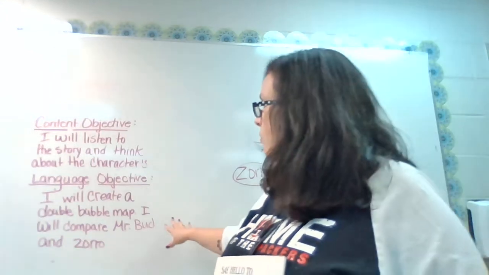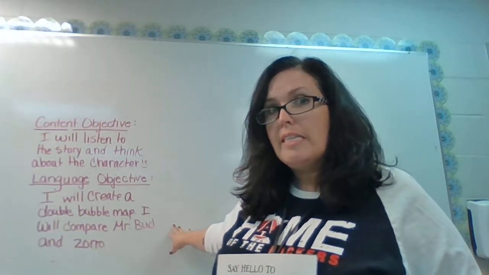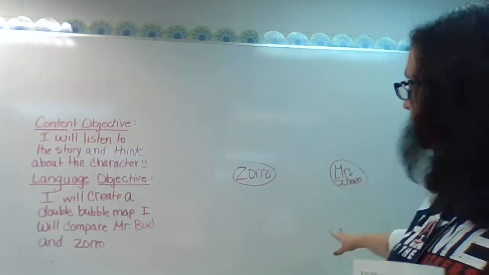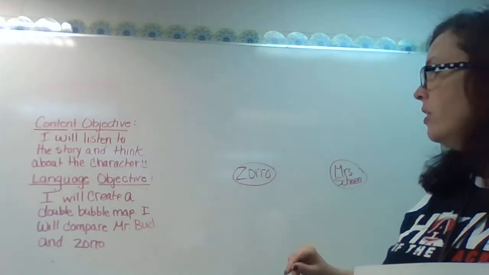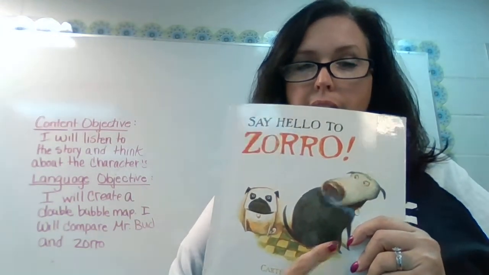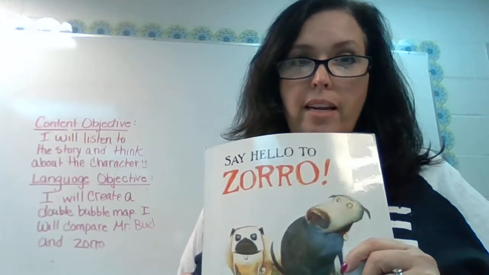So when we're done, what you're going to do on Seesaw is you're going to create a double bubble map, and they're going to start out like this, and you're going to compare Zorro and Mr. Bud, okay? How are Zorro and Mr. Bud alike, and how are they different?